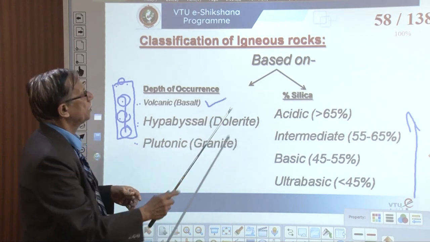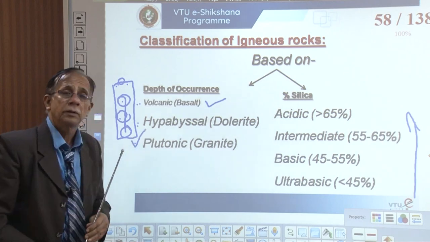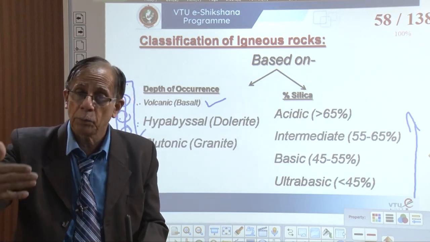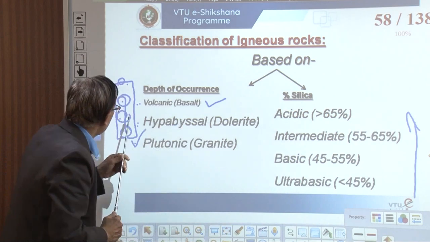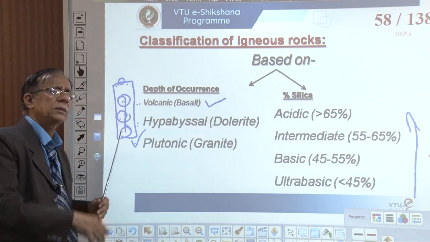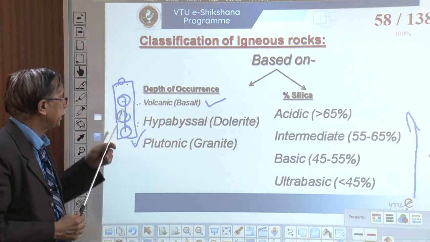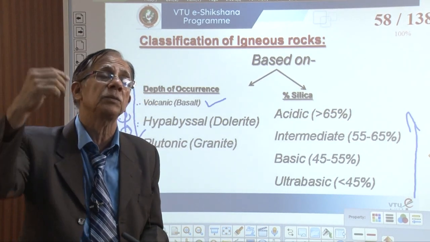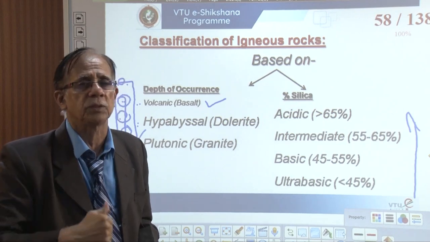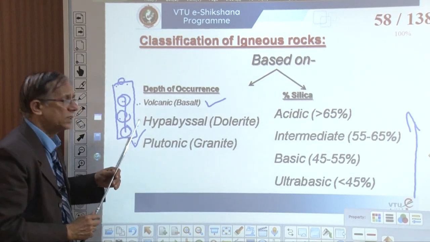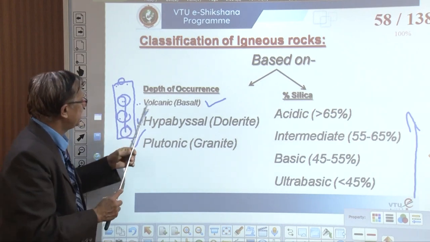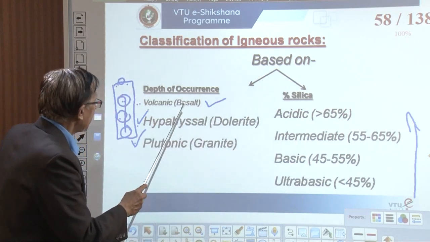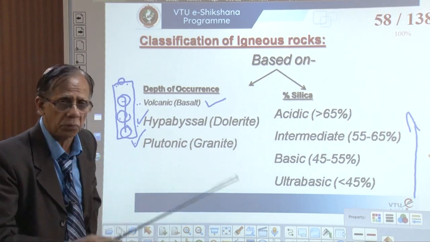Obviously, they get a different physical property. On the other hand, here, those gases or the water vapor which were present could not escape from here to here. They are still trapped. But their temperature condition is different. Temperature is one important factor that determines the crystallization, solidification process. Therefore, obviously the physical condition is different and they develop a different set of characteristics. Therefore, their characters differ depending on where they formed.